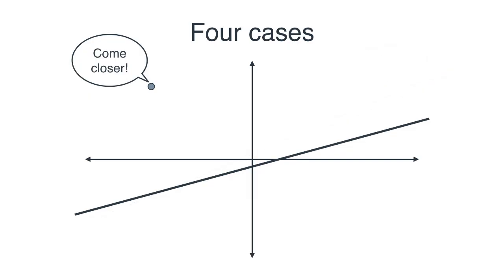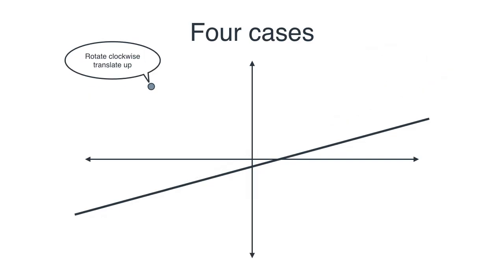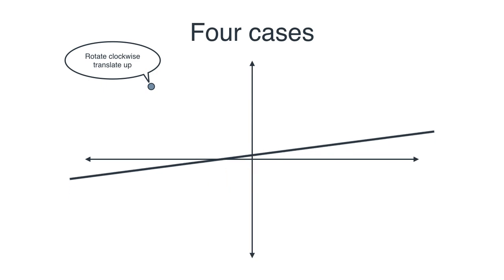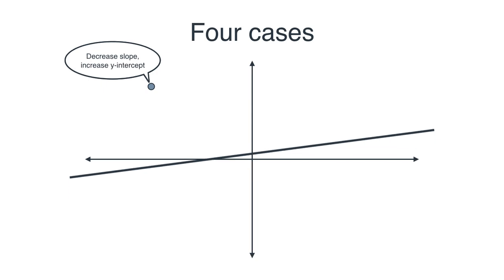Now, if the point is over here and want it to come closer, notice that now we have to rotate the line clockwise like this and translate up. Rotating clockwise means decreasing the slope, and translating up means increasing the y-intercept.